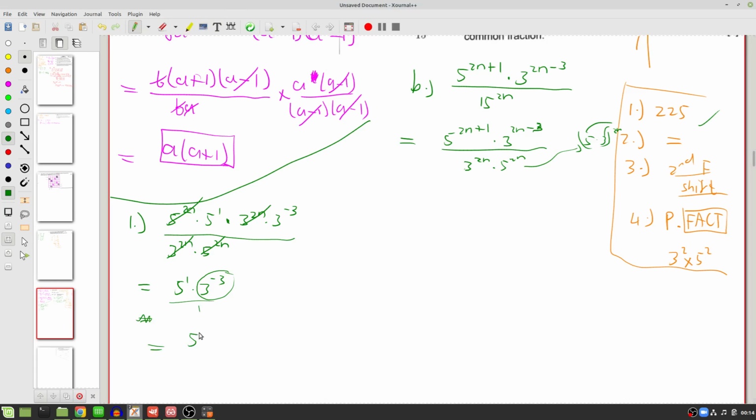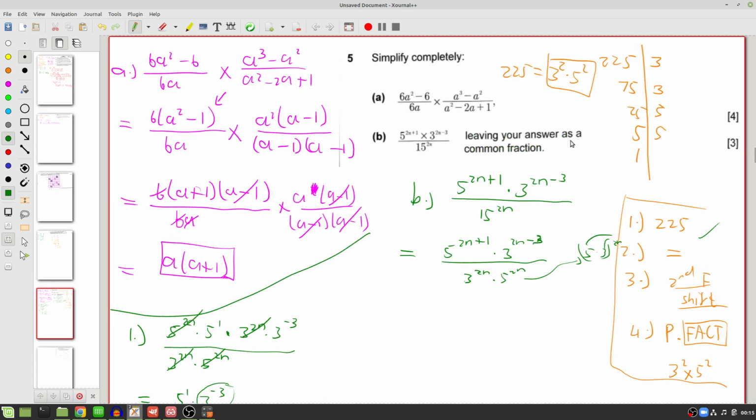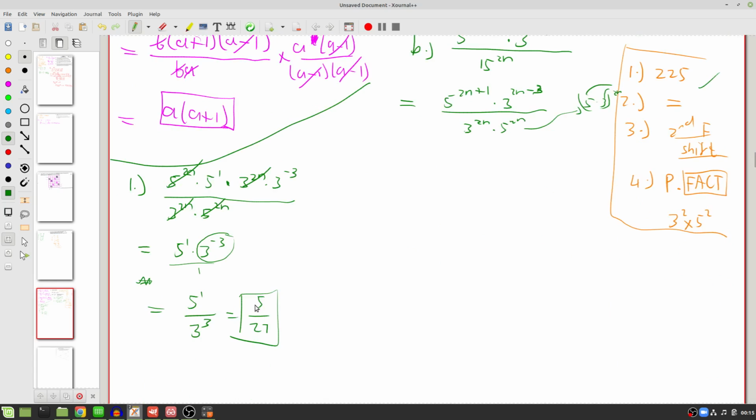So then the 5 is fine, it can stay where it is. This has to move to the bottom now, and then the exponent will change from negative to positive. Okay, and then just write that as 5 over 27. That's our answer. And we also see here that it tells us to leave your answer as a common fraction. So that is a common fraction.